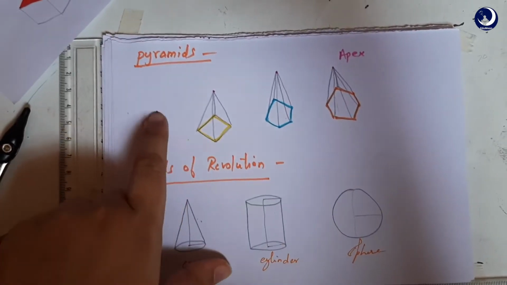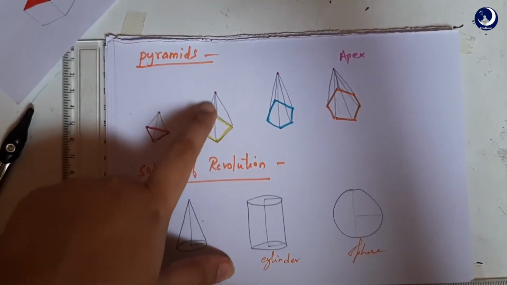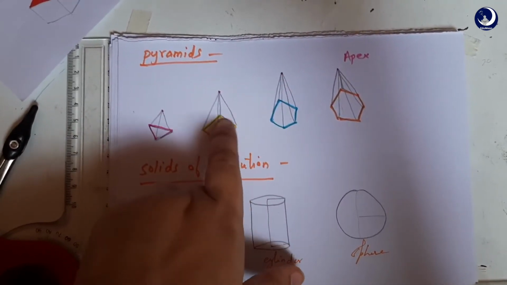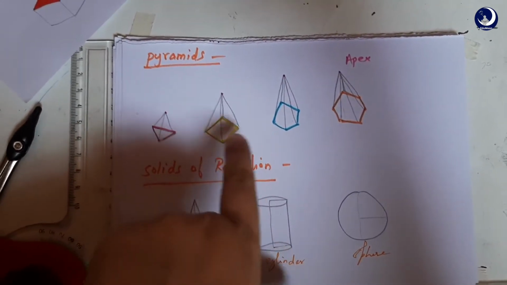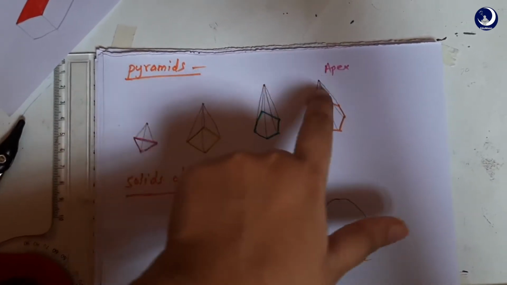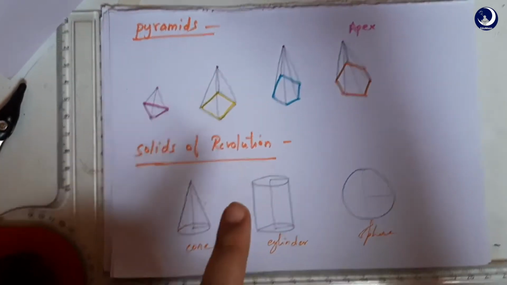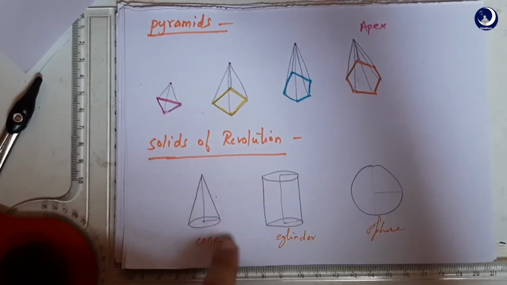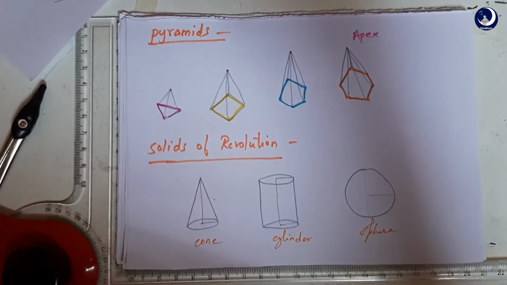So here all the faces, all the sides except the base, are going to be triangular, and they'll meet at one point called the apex. Then we have the solids of revolution, that is the cone, cylinder, and sphere.